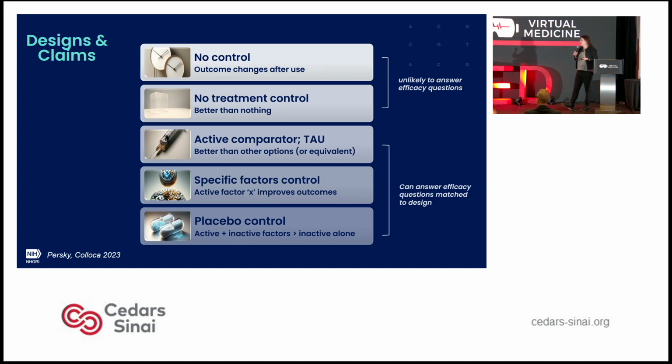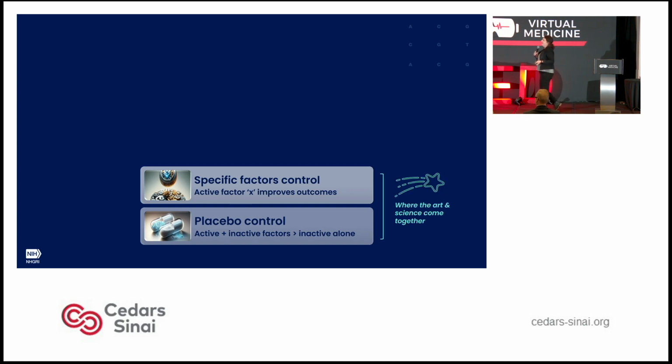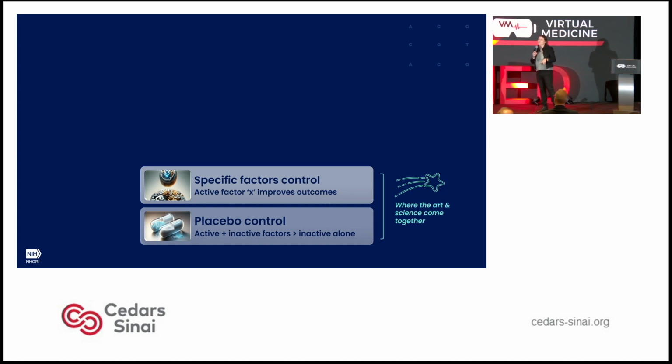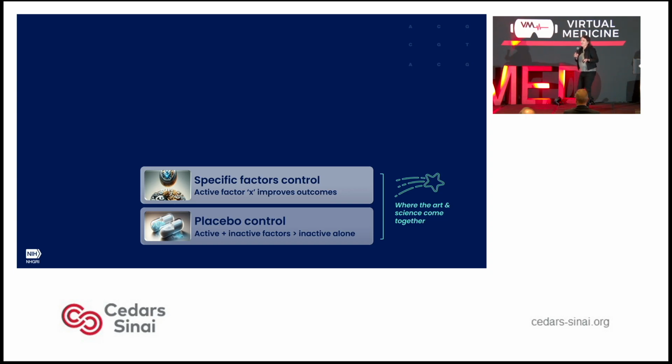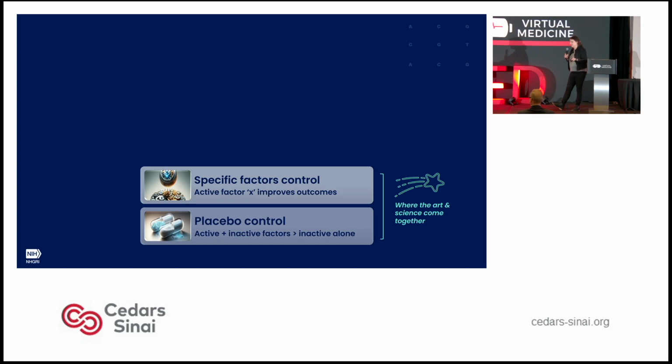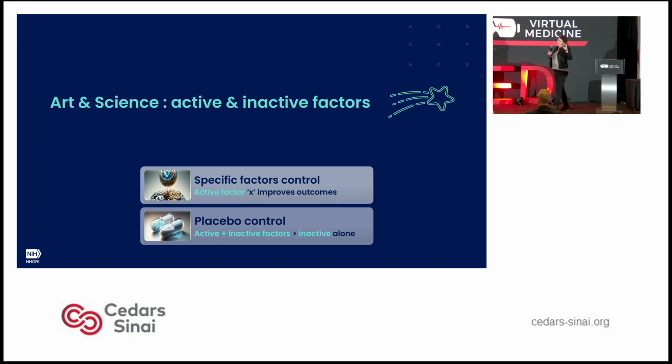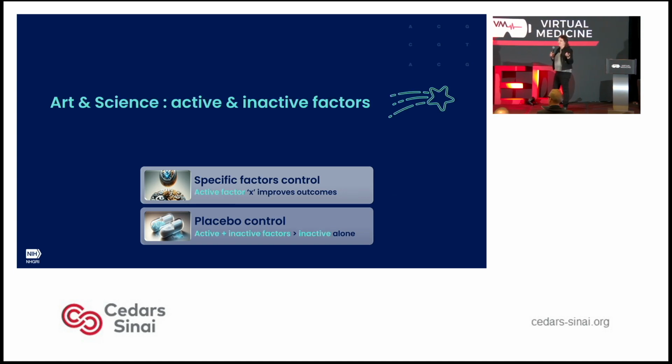All of these, I think, can answer a lot of the efficacy questions, assuming that our trial design is matched to what we want to say at the end of the day, right? Okay, so you probably know most of this, but what I really want to focus on today are these last two, because I think this is where the art and the science really come together. Because XR trials are actually really, really complicated. And so we have to think a lot about what our comparators are going to be when we're doing these two types of designs.